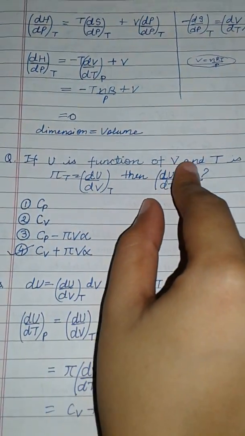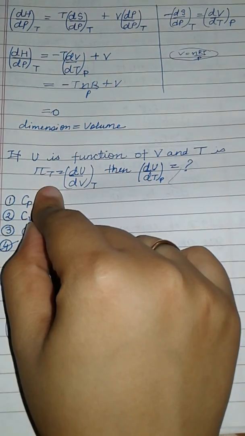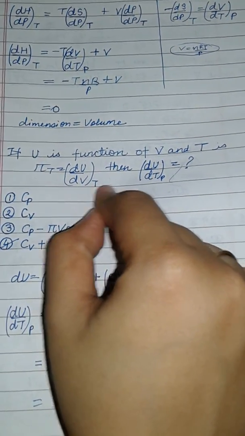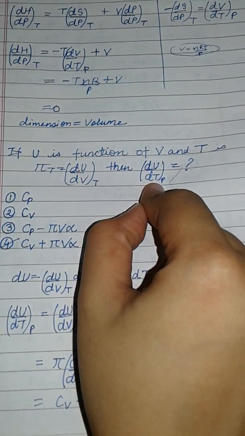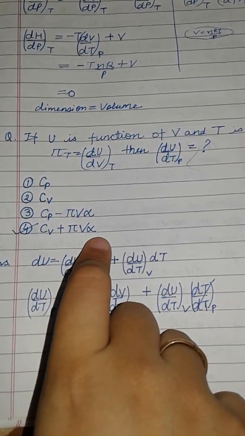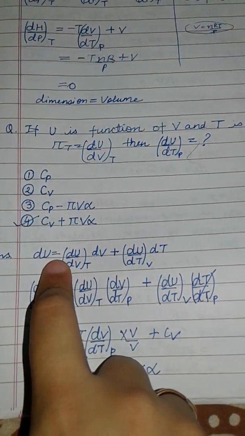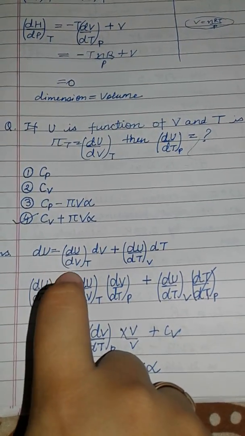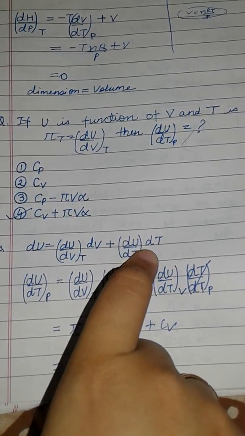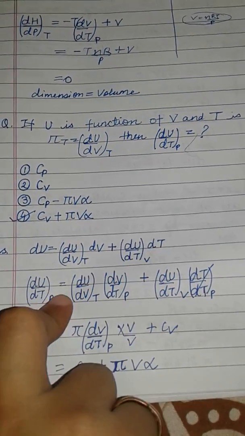If U is a function of V and T, then pi T is equal to dU/dV at constant T. And what is dU/dT at constant P? So it will be Cv plus pi V alpha. How? dU is a function of V and T, so dU is equal to dU/dV at constant T dV plus dU/dT at constant V dT.